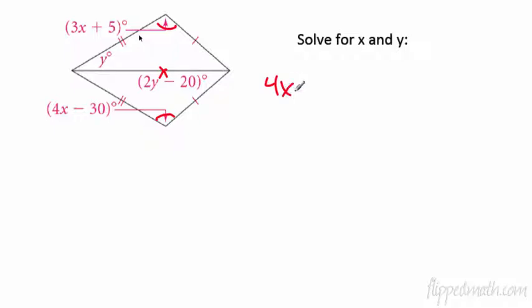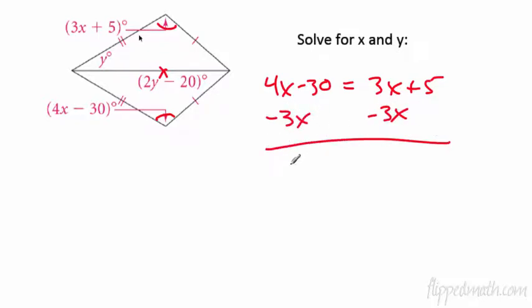So 4x minus 30 has to equal 3x plus 5. If I subtract 3x from each side, we get 1x minus 30 equals 5. Add 30 to both sides, x is going to equal 35. That's good enough. Let's try the y now.